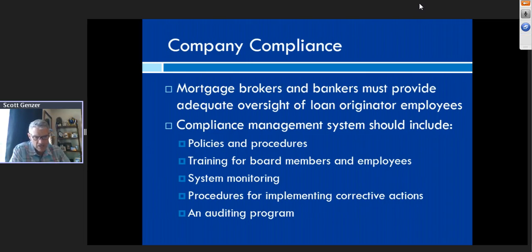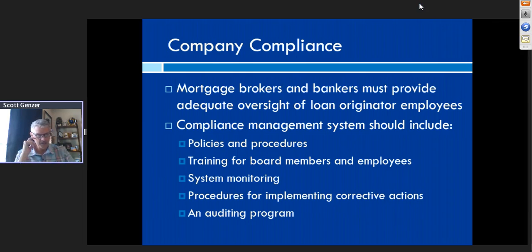We should have a compliance management system that says we are going to understand, and our employees understand, the policies and procedures that we're to follow, that we have training for employees and board members. We monitor the systems that we use to make sure we're doing things right. This is a compliance system. Compliance is so huge in today's world.